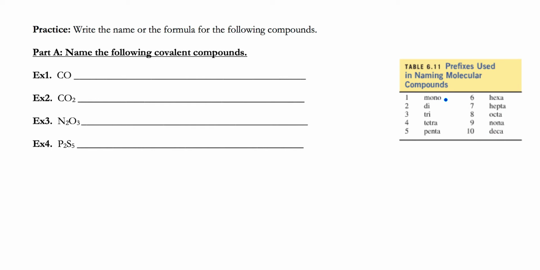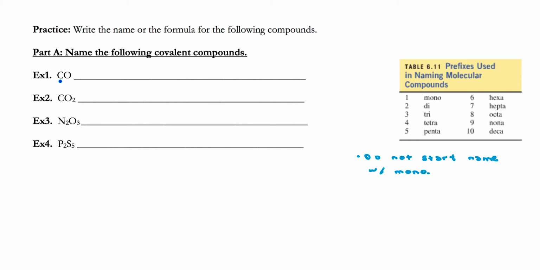Okay, so if I have 1 atom, I would use mono. If I have 4 atoms, I would use tetra. The only rule is you do not start the name of a compound with mono. So even if you only have 1 atom as the first atom of that covalent compound, you do not use the word mono. You do not use the prefix mono. Okay, so let's look at some examples here.